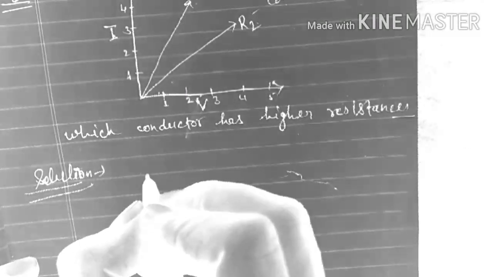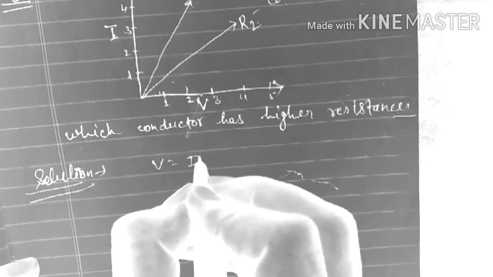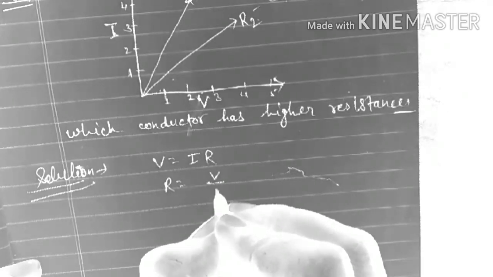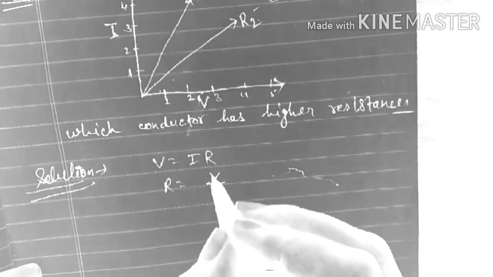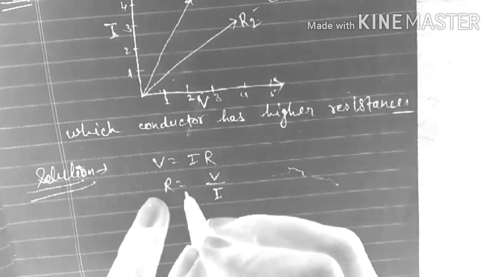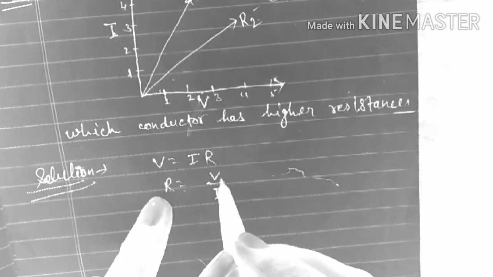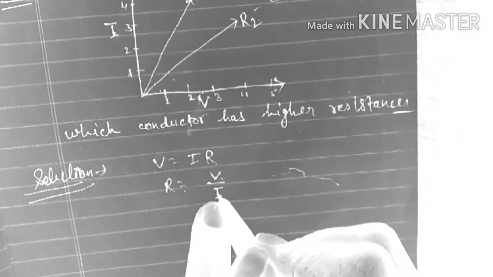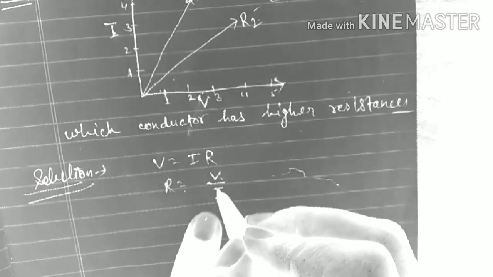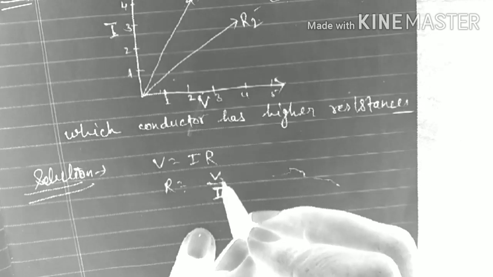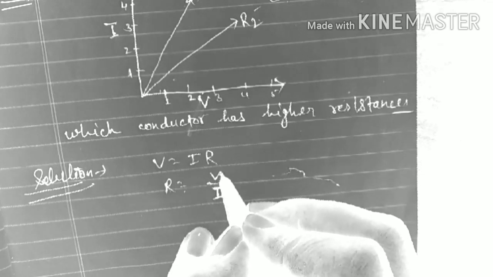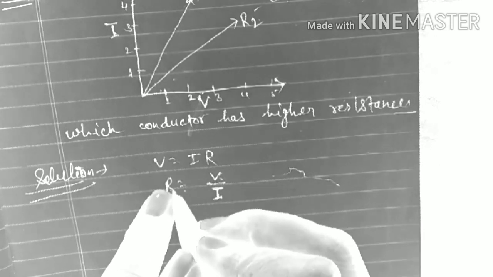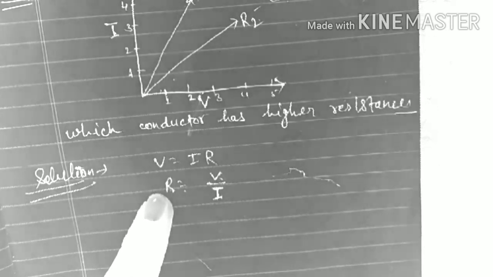We know that V is equal to I R, so R is equal to V by I, voltage upon current. That means R is directly proportional to V and R is inversely proportional to I. When I increases, then R decreases. When I decreases, then R increases.